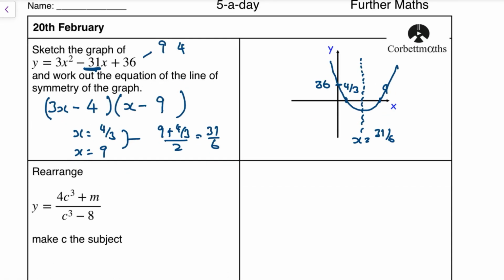Have I done everything? Well, I've got my y-axis crossing point. I've got my x-axis crossing points. In fact, I'll do that slightly neater in a real exam so you can actually read the number. I've got my line of symmetry. Yep, I think I'm done. Happy with all that. Next question.